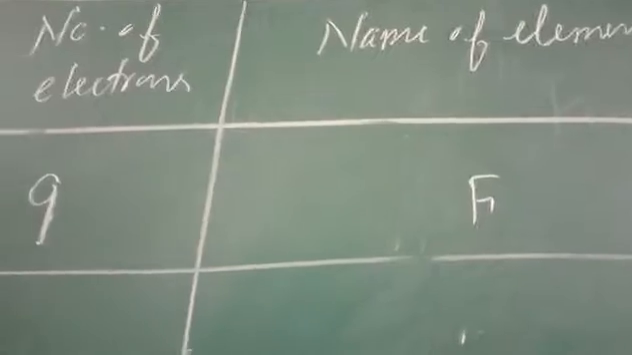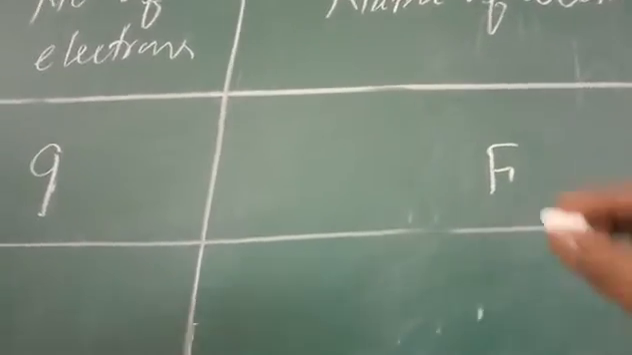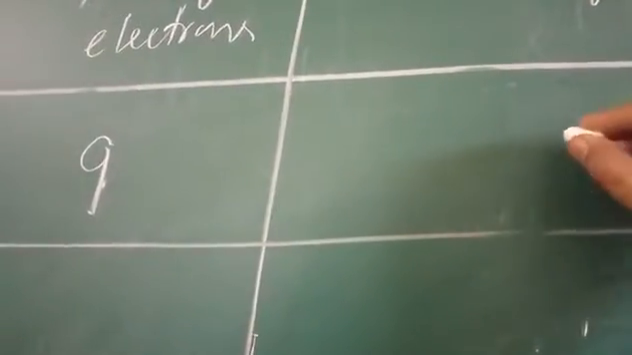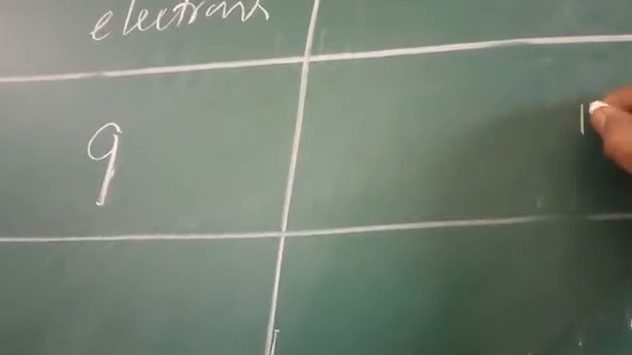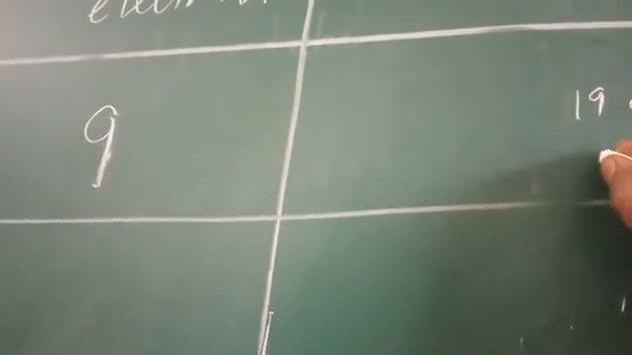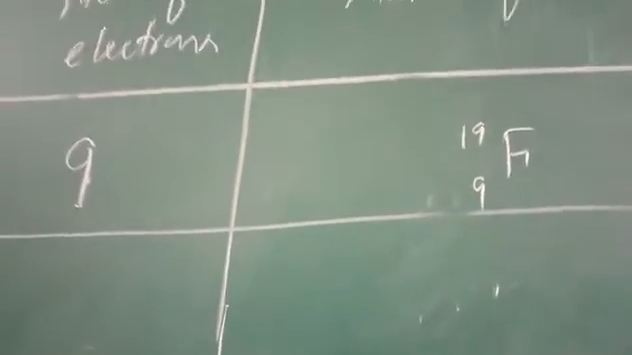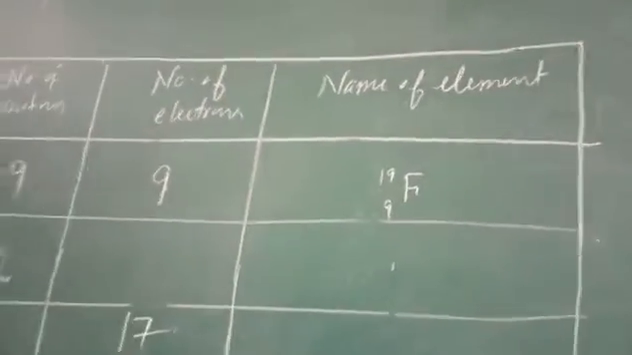How can fluorine be represented as an atom? So mass number is written on the top, 19, and atomic number on the base, 9. This is how fluorine can be represented.